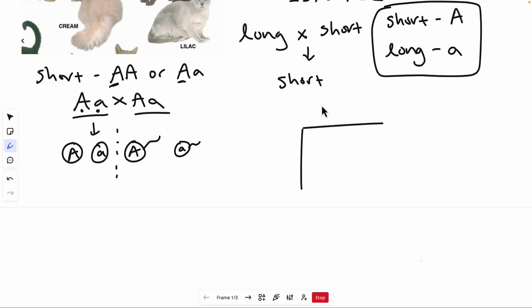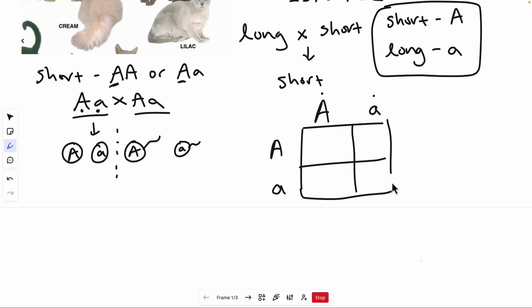So for one parent, one option for the eggs is a big A. A different option for the egg donation is a little a. So this would be the short-haired allele or the long-haired allele. The other parent also has two options. So that parent can donate the short-haired allele or the long-haired allele. And then we see what kind of babies can be made. And so that's just crossing these here.